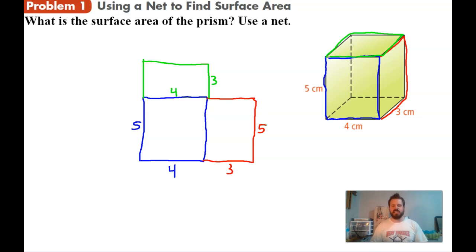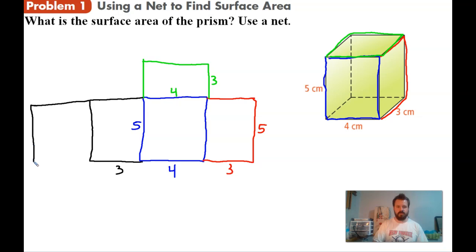And then we'll have a bunch of sides that I can't see in my picture here. I'd have the left side of the box, which would be another 5 by 3. Okay, we'd have the back of the box, which would match the front of the box. So another 5 by 4. And then we'd also have the bottom side, which would be congruent to the top side. Another 4 by 3. Okay, so that's my box unfolded.